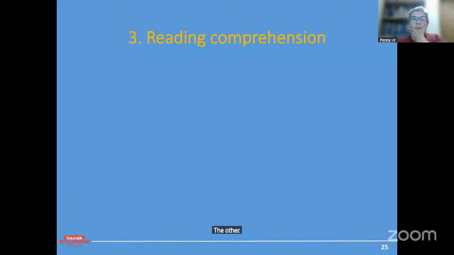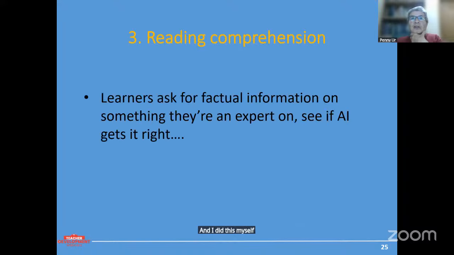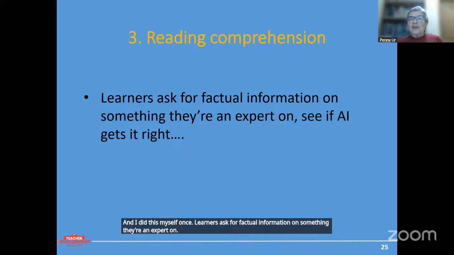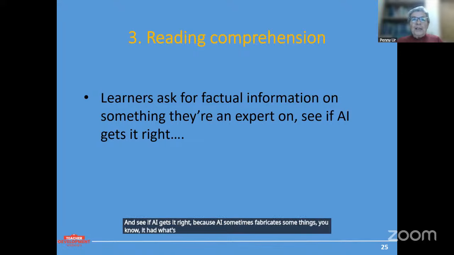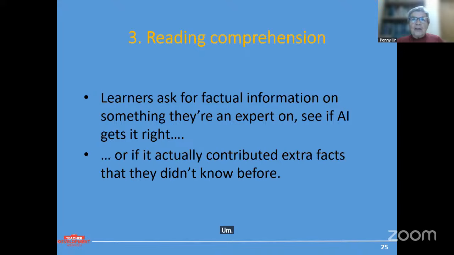My third example of reading comprehension, and I did this myself once. Learners ask for factual information on something they're an expert on and see if AI gets it right, because AI sometimes fabricates something, as you know, what's called hallucination. Or if it actually contributes extra facts that I didn't know before.